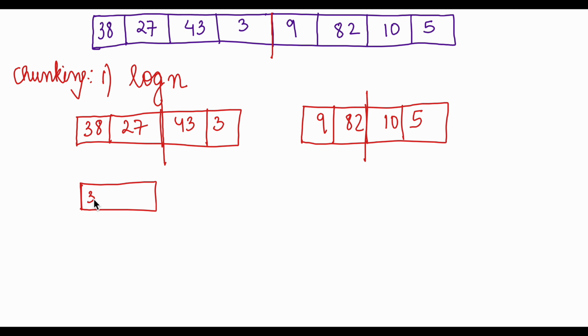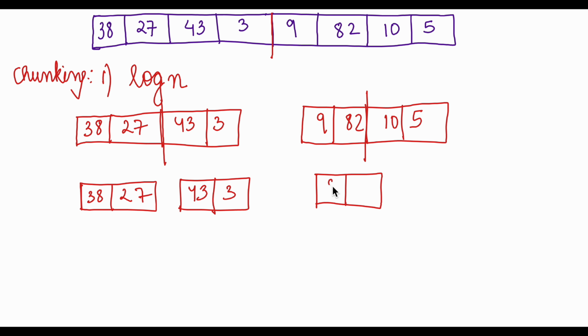38, 27, then you will be left with 43 and 3, okay. So this is 43 and 3, and if you split this, it will become 9, 82, and it will become 10 and 5. Now we have to keep splitting till we reach list of one element each. So we will further split all this, okay.